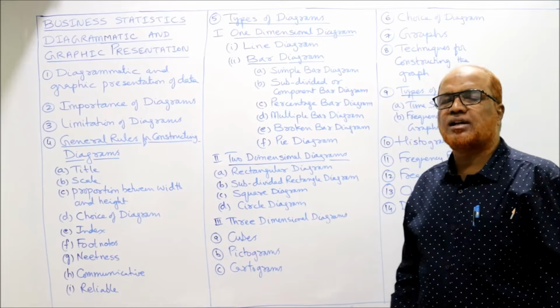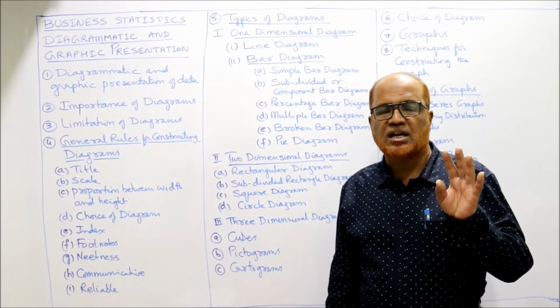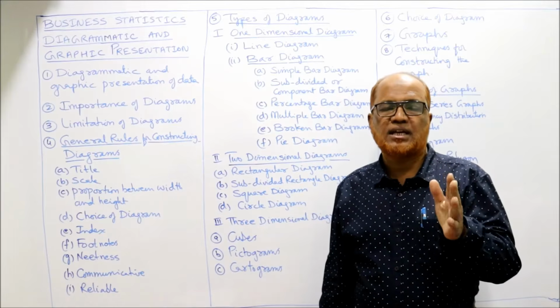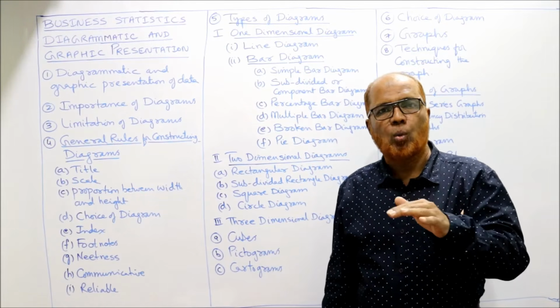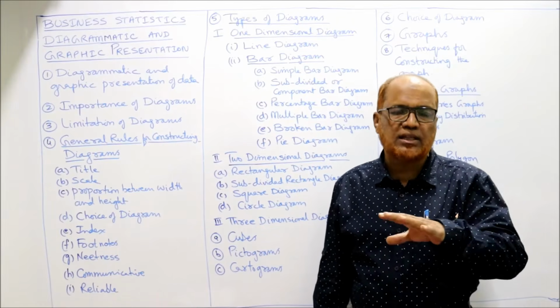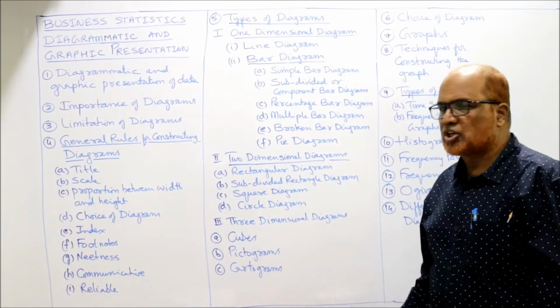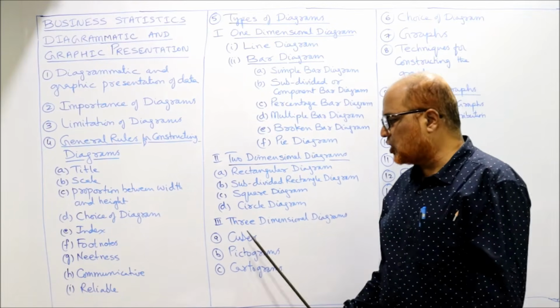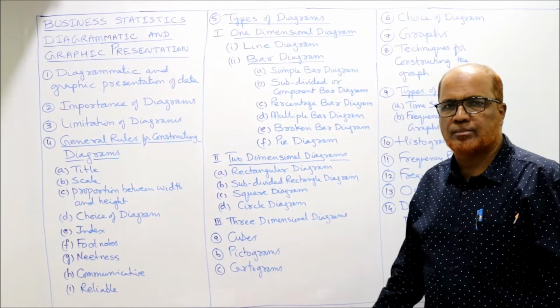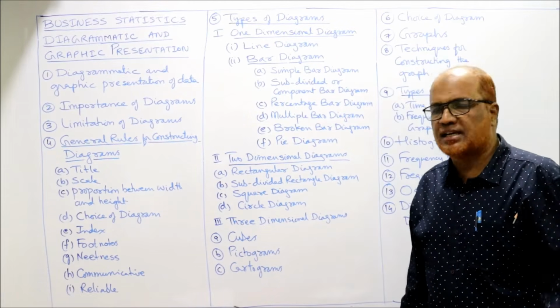Now three-dimensional diagrams are called volume diagrams, because in this case we consider three things: length, width and height. All the three variables are considered. That's why they are called three-dimensional diagrams. The three-dimensional diagrams are cubes, pictograms and cartograms. Cubes, like cylinders etc., can be used, that is three-dimensional.